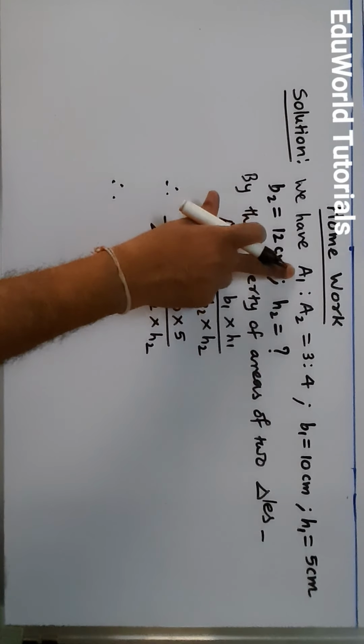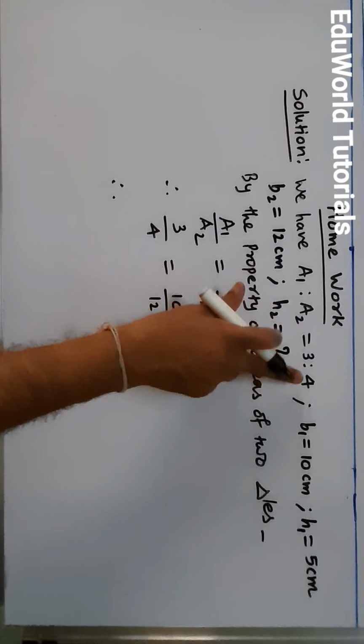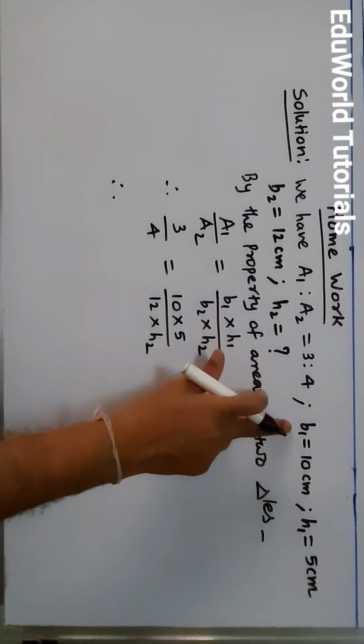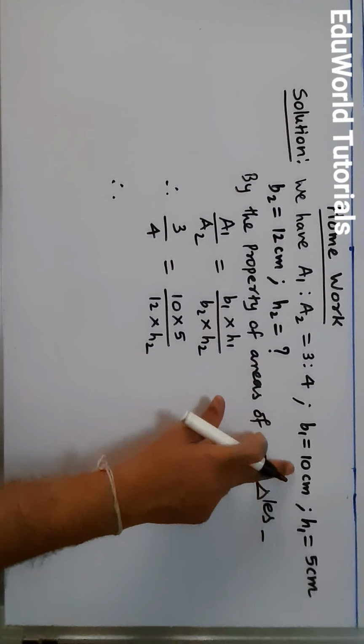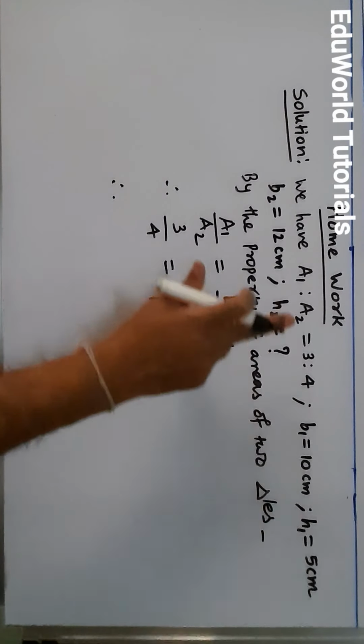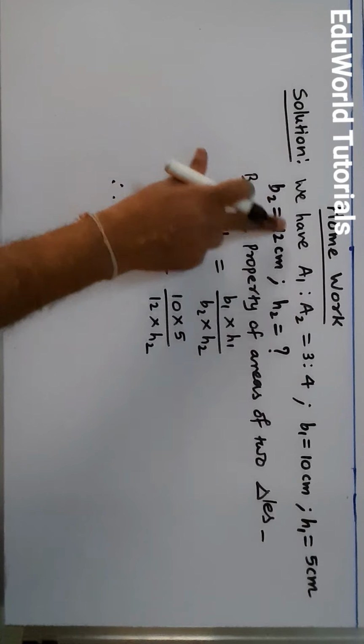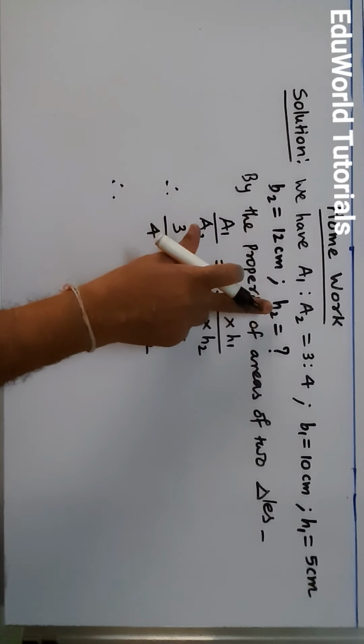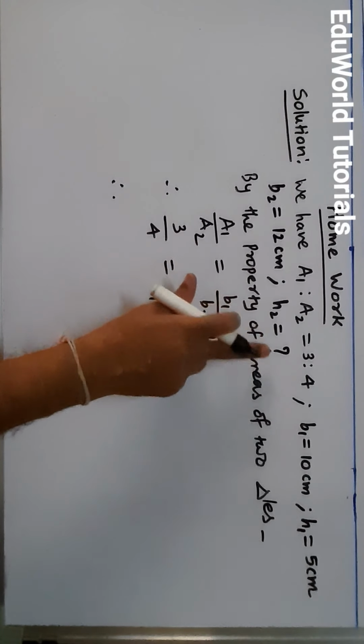So A1 is a smaller triangle as the number 3 is smaller than 4, and A2 is a bigger triangle. So B1 and H1 are the base and height of the smaller triangle, which are 10 cm and 5 cm. They also said that the base of the bigger triangle is 12 cm, and then they have asked us to find the corresponding height of the bigger triangle.